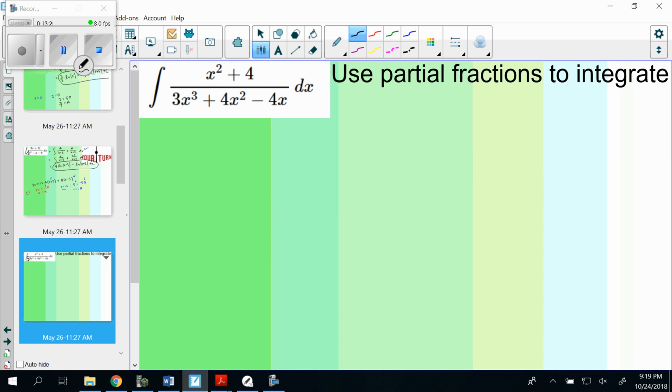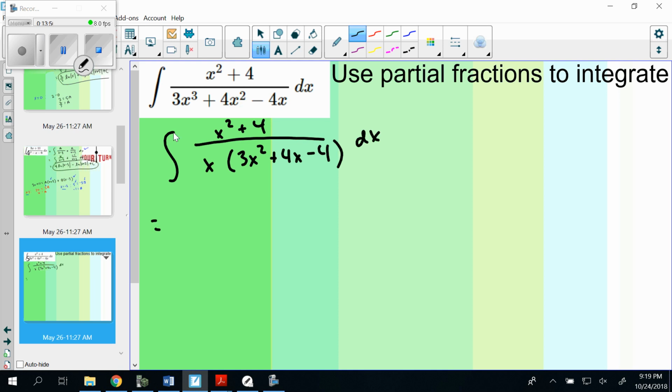All right, this next one, let's use partial fractions to integrate here. So in this one, again, we want to do some factoring on the bottom, kind of see what that looks like. So if we factor this bottom out, looks like first we could take out an x, and we're left with 3x squared plus 4x minus 4. Okay, it looks like we can factor that further. So this one should still be able to be split up again.